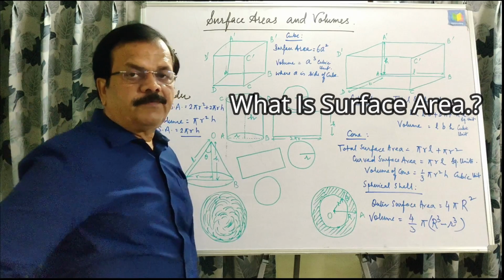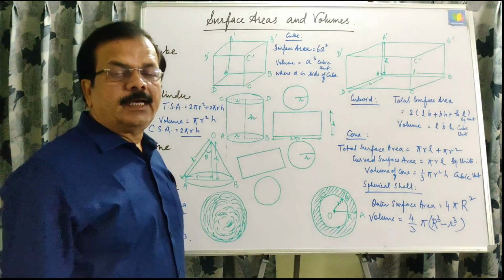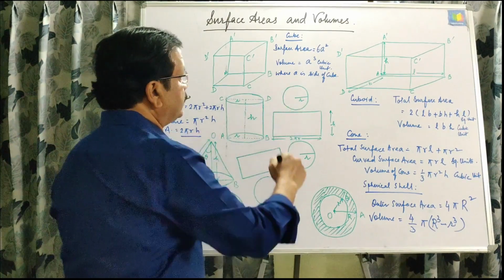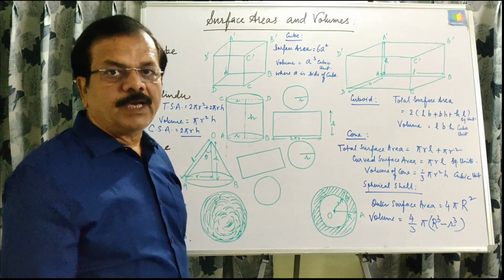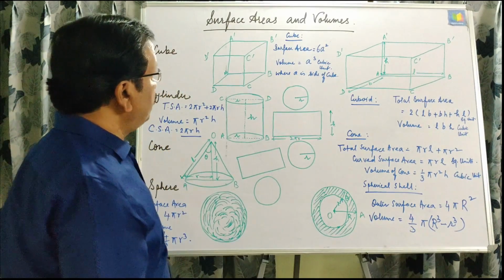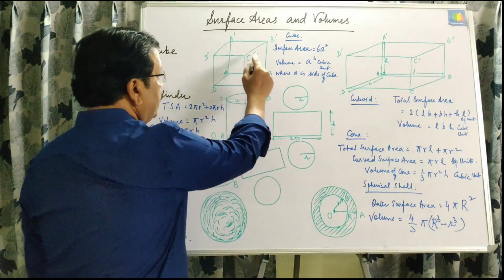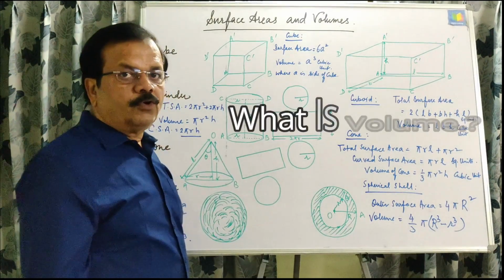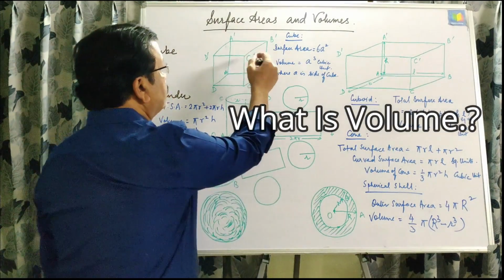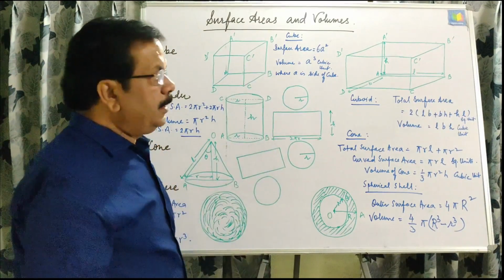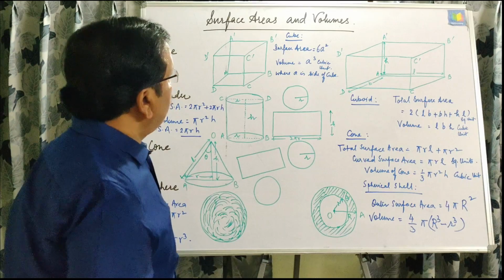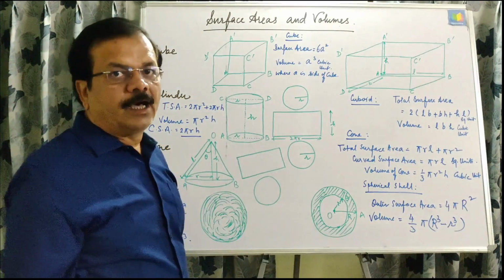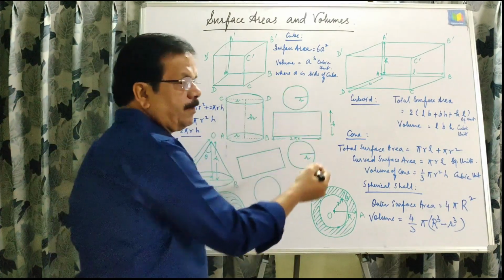Surface area is the area of the region occupied by any three-dimensional solid in space, or you can say the area of material required for covering these solids is called surface area. But the volume is the space inside the solid, or in other words, volume means the capacity of these solids, that is, how much content these solids can hold.